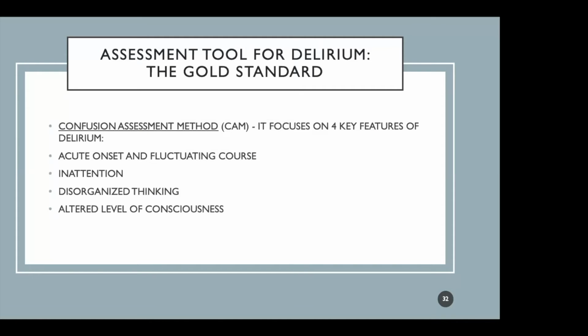The onset and the fluctuating course, the inattention, that means a person has a hard time focusing and staying on task, disorganized thinking, which is often expressed in this kind of rambling, disorganized language. And then the last is the altered level of consciousness. They don't know where they are, they're disoriented, they're going in and out. This is what this tool measures.